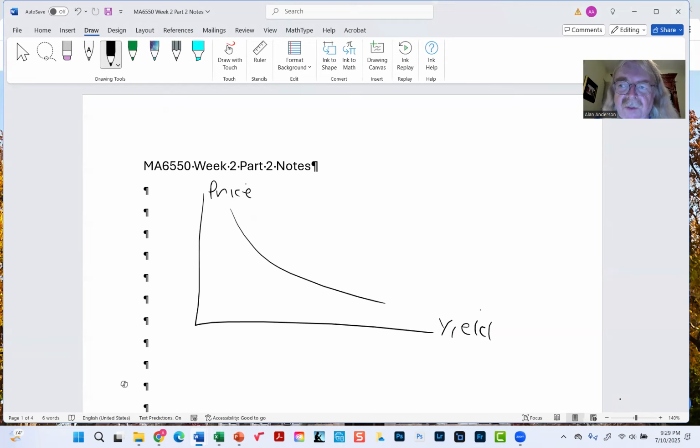It has a downward slope, of course, because the price and the yield go in opposite directions, but it's also not a linear function. It is a convex function. And that basically means that in this case, at least, the first derivative is negative. The second derivative is positive because the slope is becoming less negative as we increase the yield.